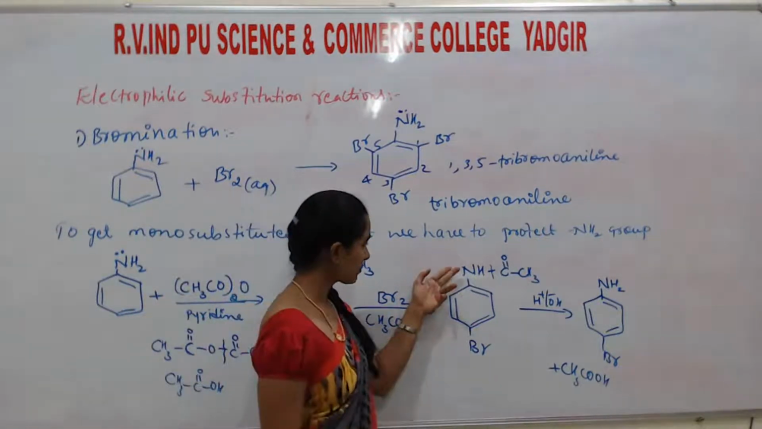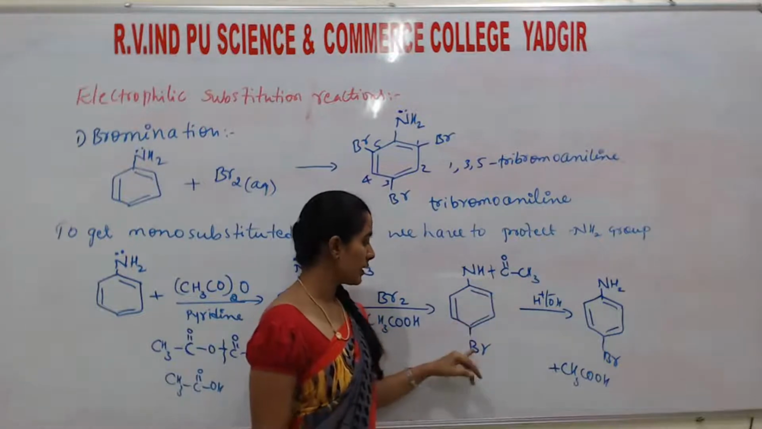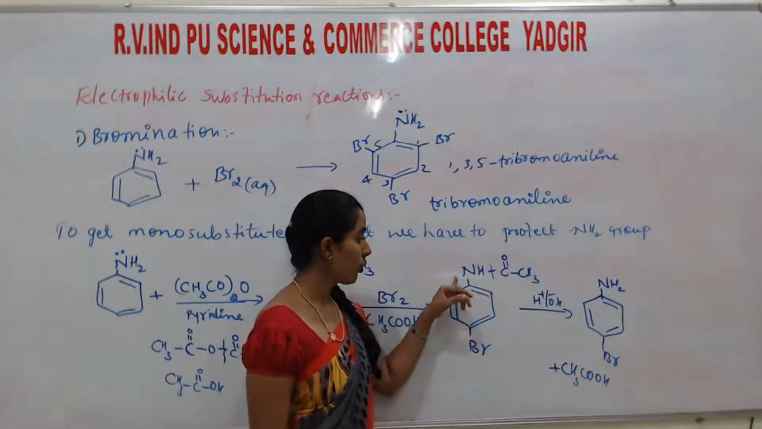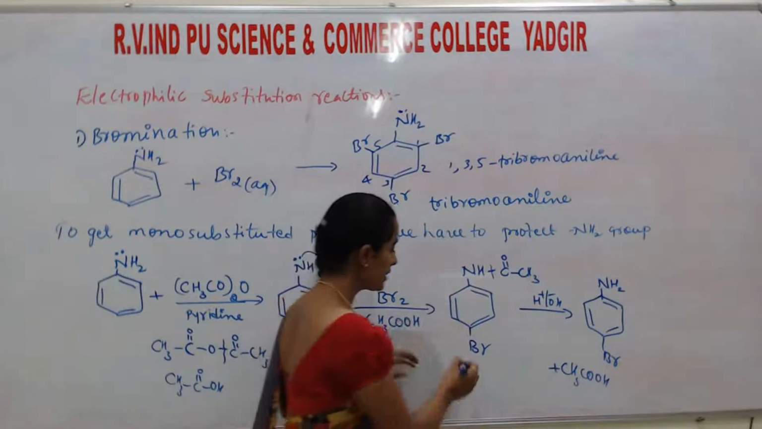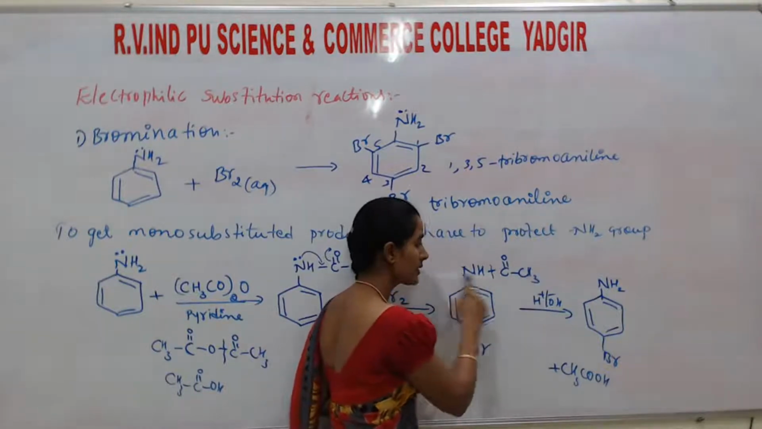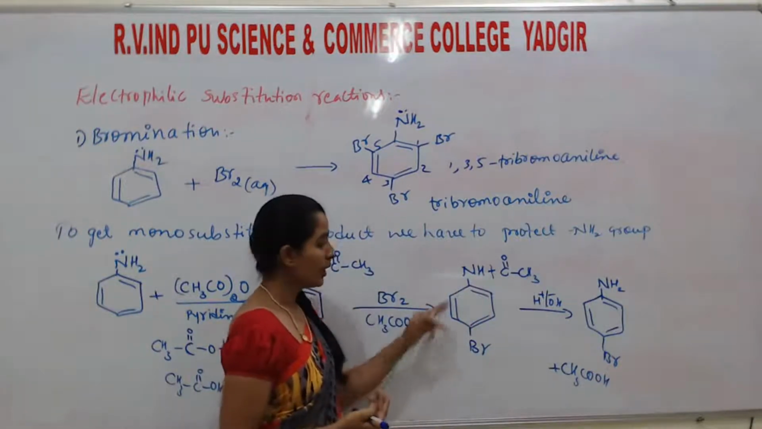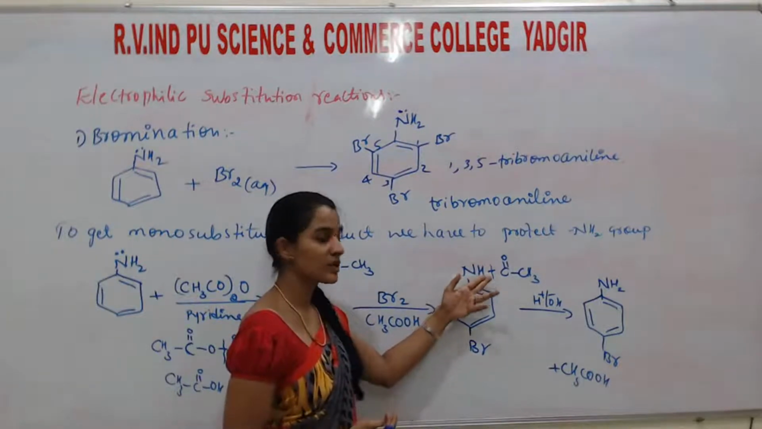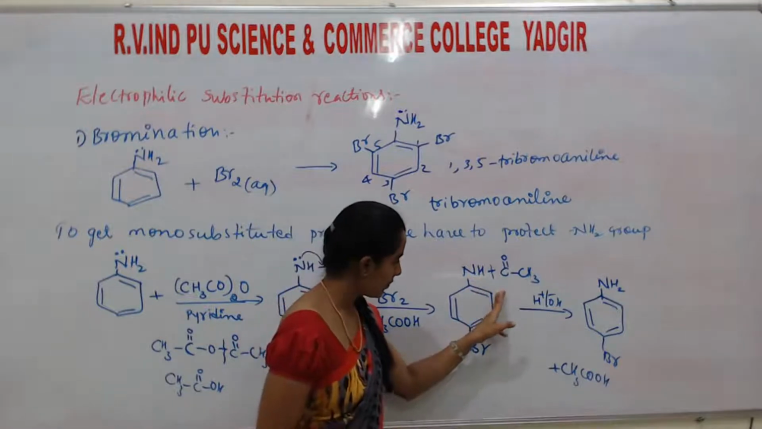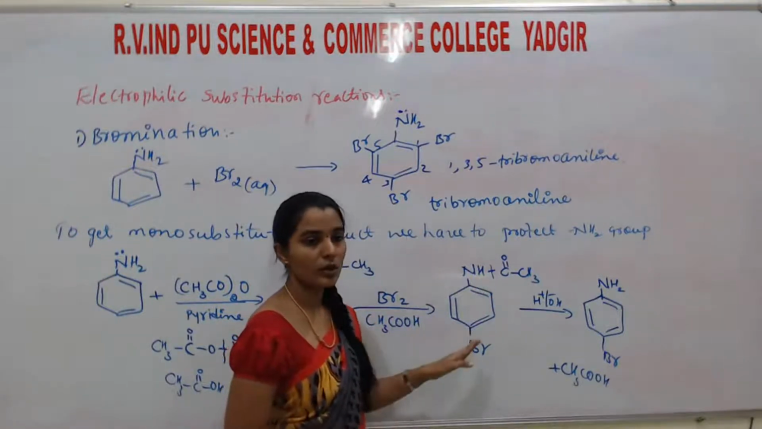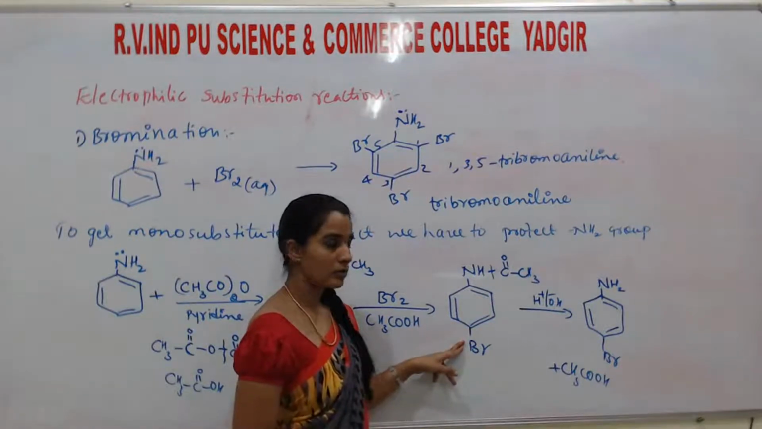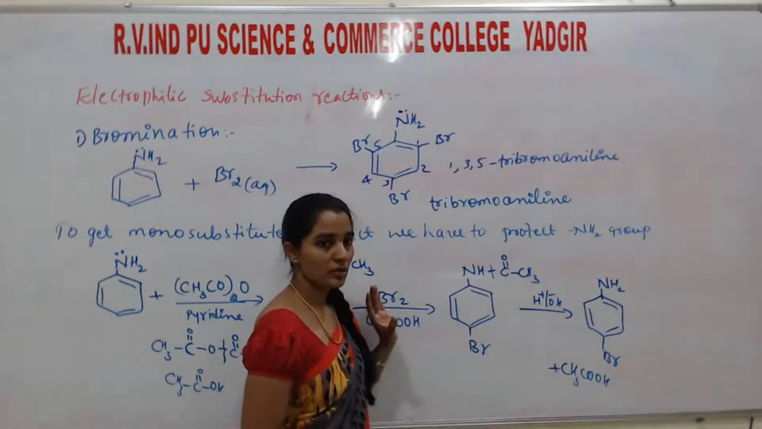Then they form NHC double bond O CH3. That is our para substituted bromoaniline. Okay, so why is it para substituted? Because the ortho position is nearer to this group. This group is already a bulkier group. There is a steric hindrance, meaning repulsion between these two positions. That's why, if the ortho product is formed also, it is unstable. The repulsion takes place, hence the para product is major.